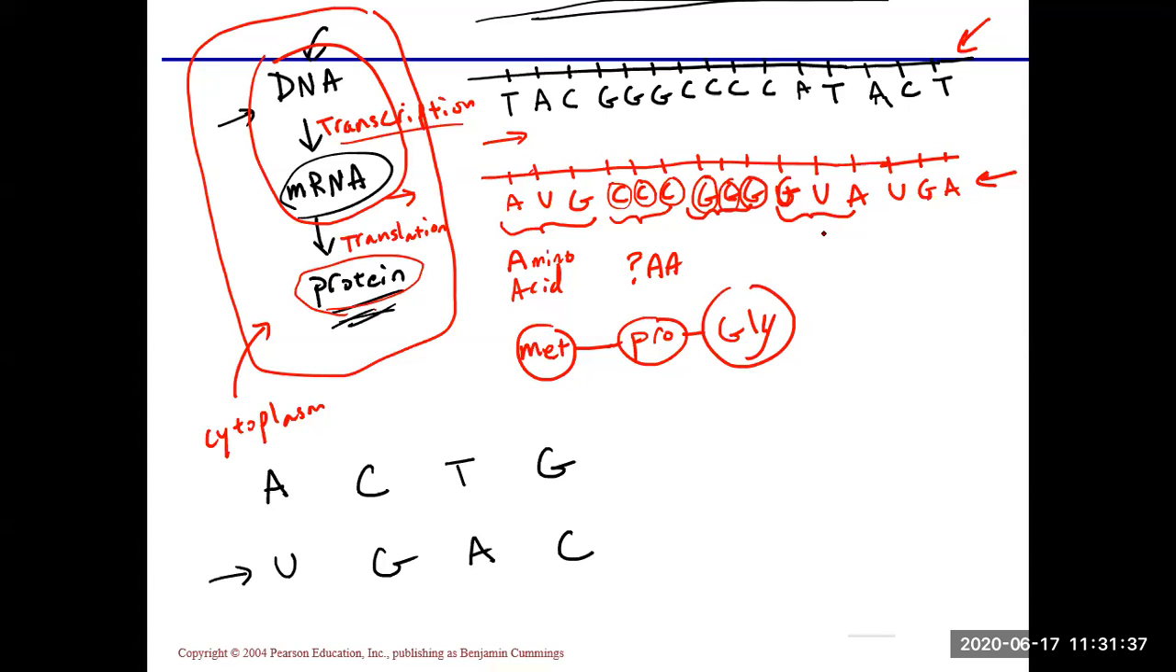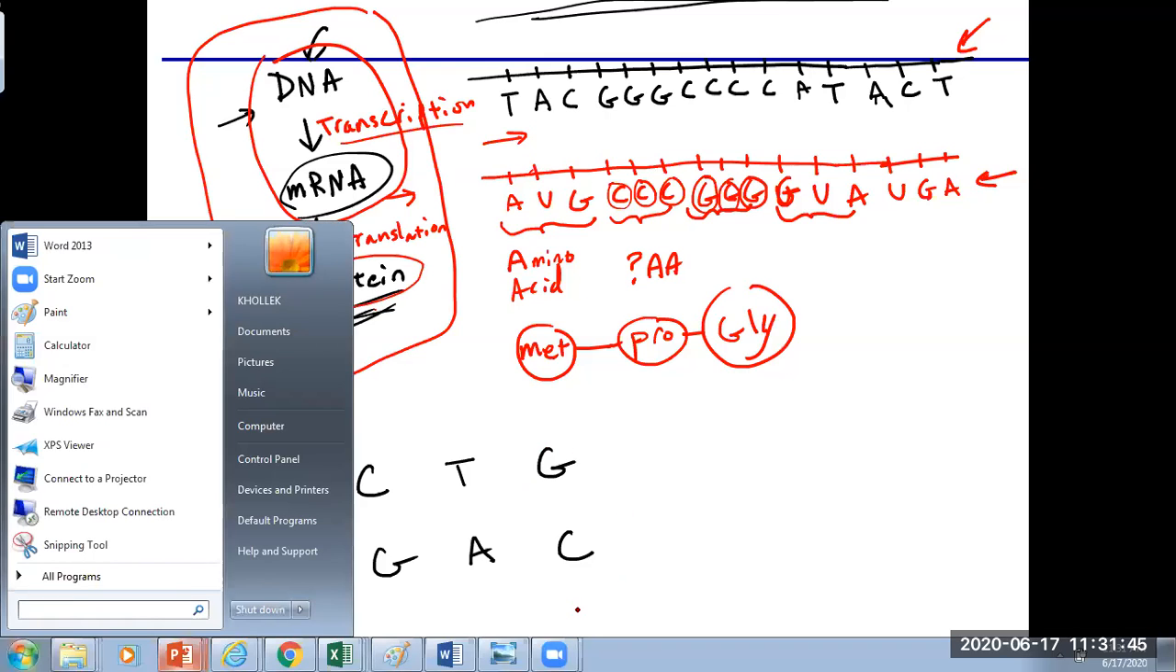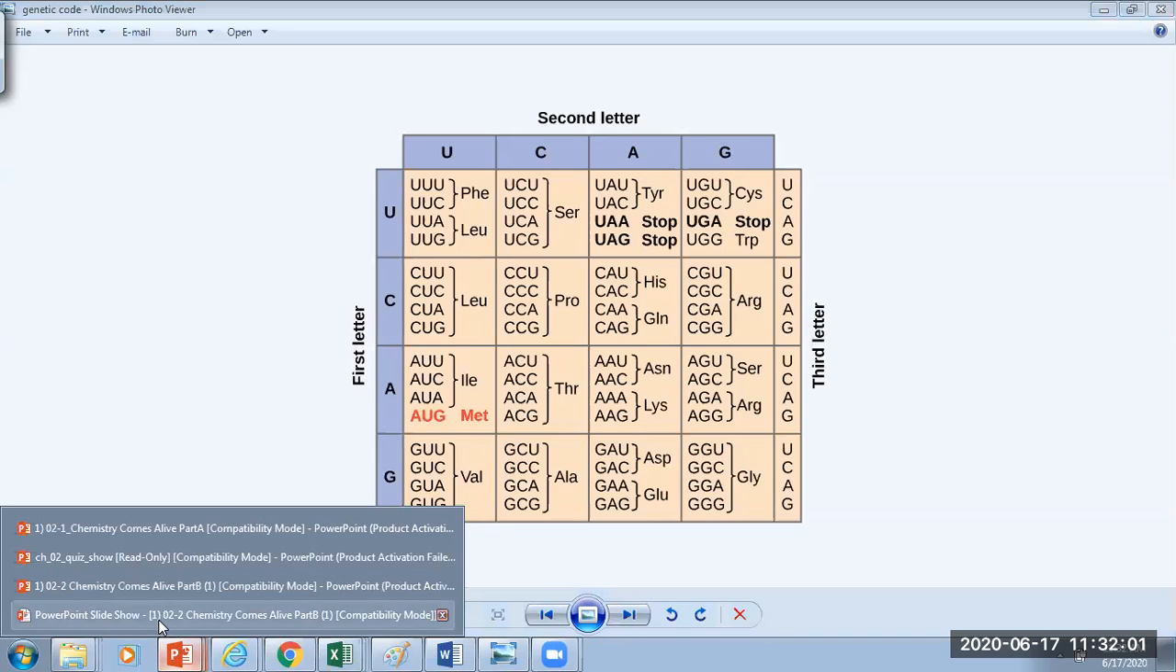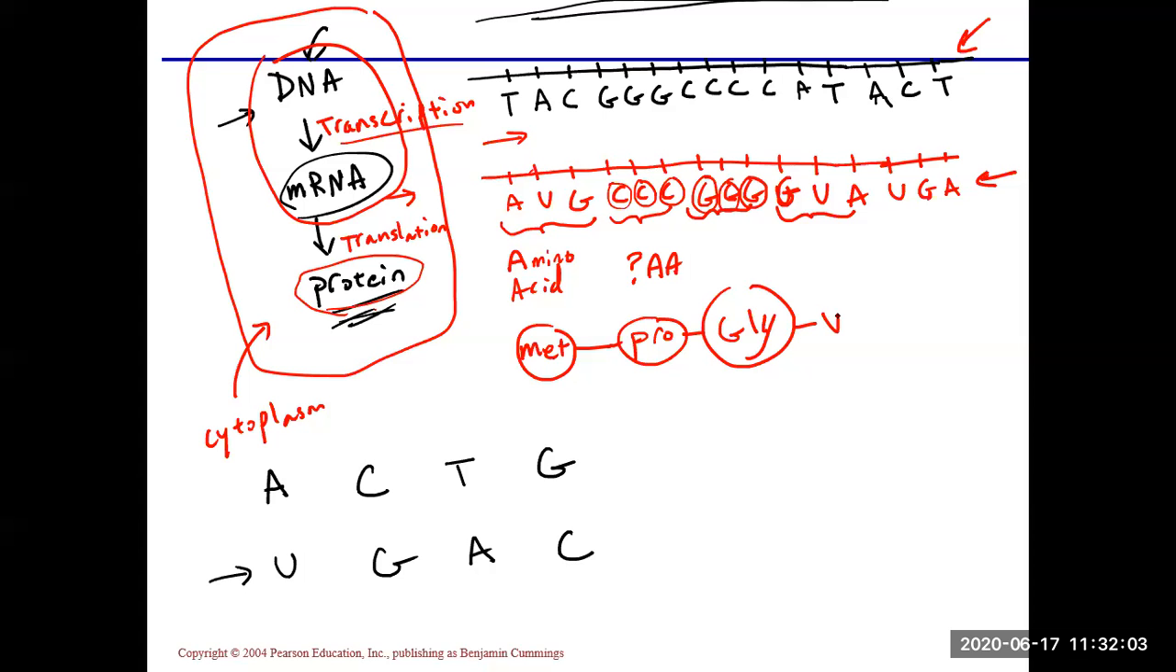If you want, you could pause the video and see if you can find the next one, which is GUA. All right, GUA. We need to find GUA. Can you find GUA? Yes, it is valine, or val. So we can go ahead and put that one in. GUA was valine.